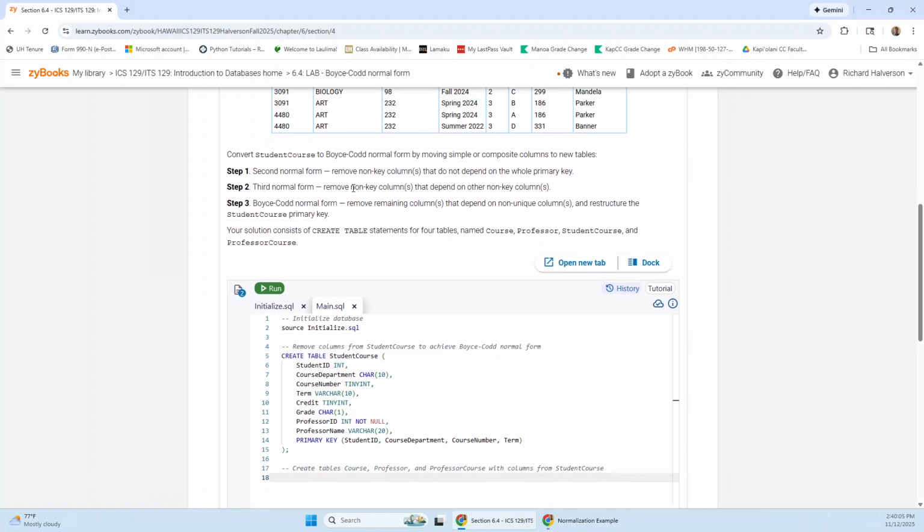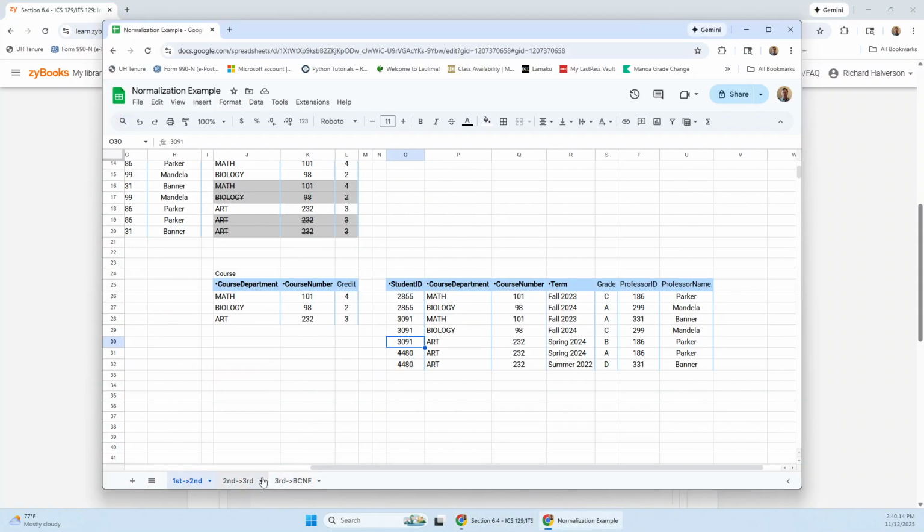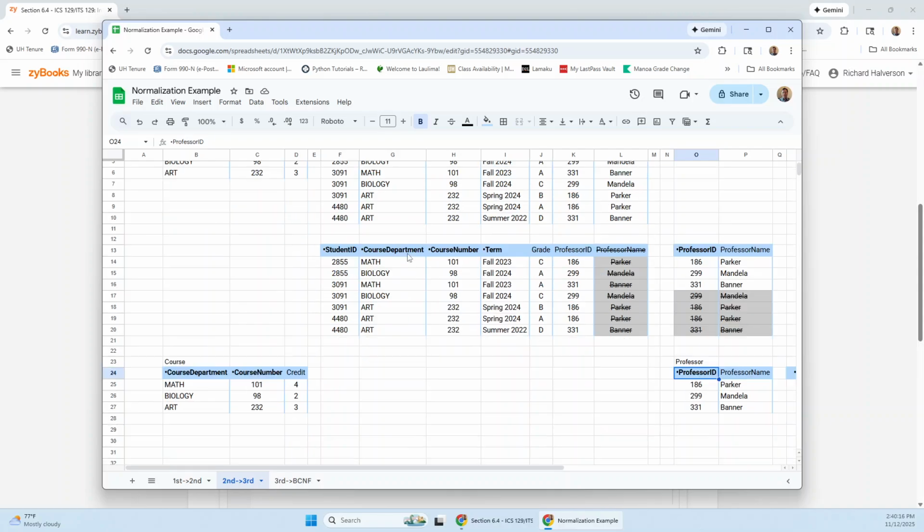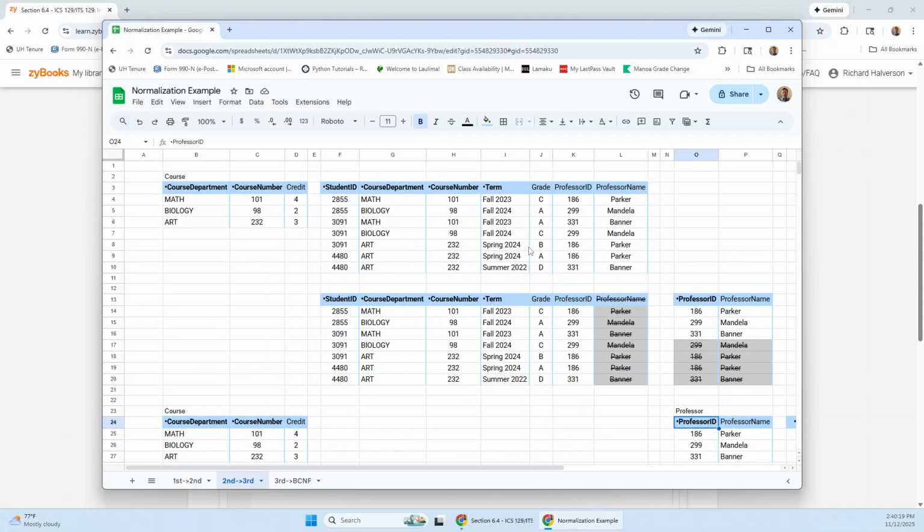Then third normal form. Remove non-key columns that depend on other non-key columns. Okay, so what are the non-key columns? Let's go to my table here. What are the non-key columns? Let's see. We start out with this. This is what we have. This is the database in second normal form.